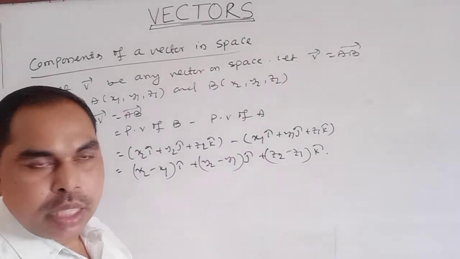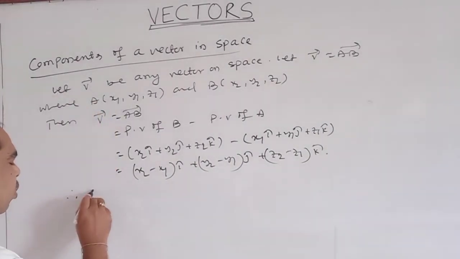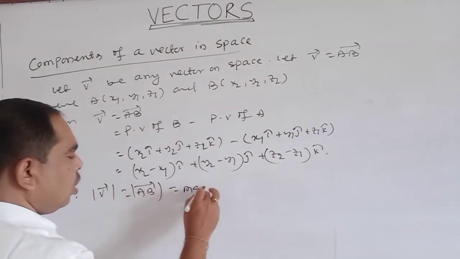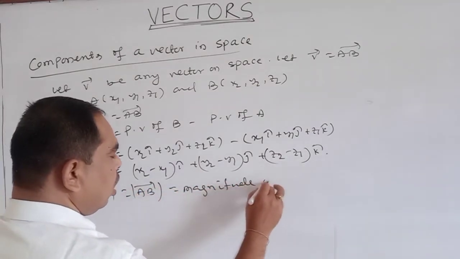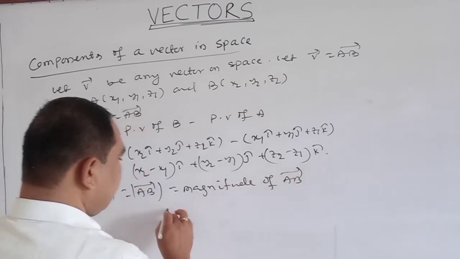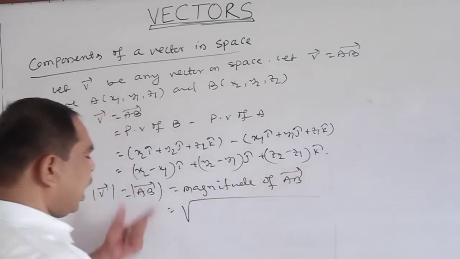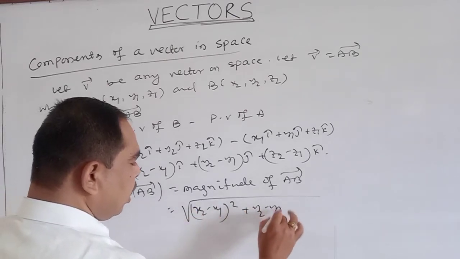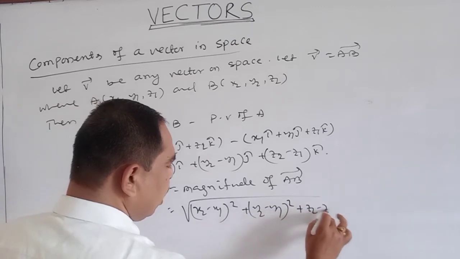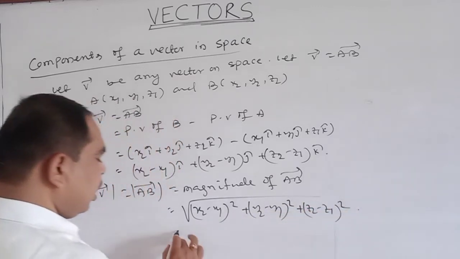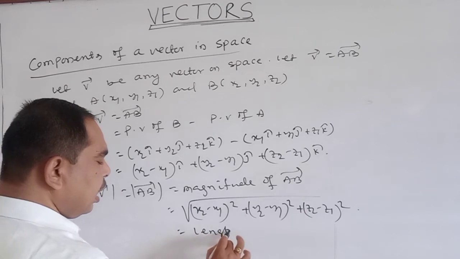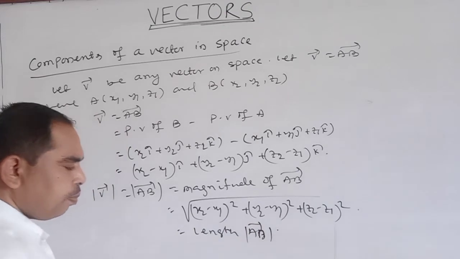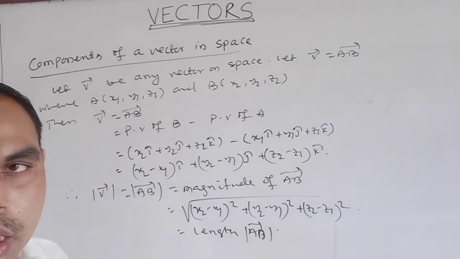Next, magnitude of V means mode of AB. This is the magnitude of AB, equal to square root of (x2 minus x1) whole square plus (y2 minus y1) whole square plus (z2 minus z1) whole square. That is length AB. This is the magnitude of AB vector.